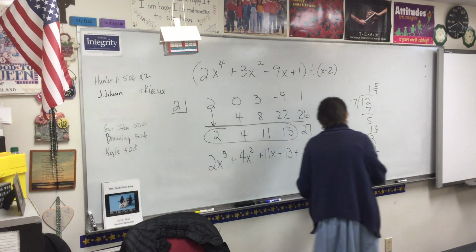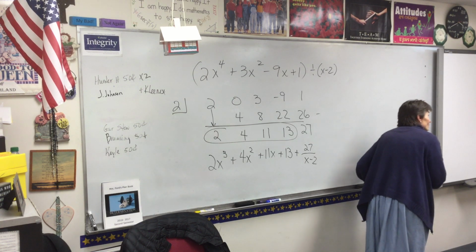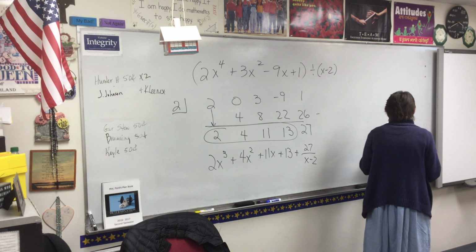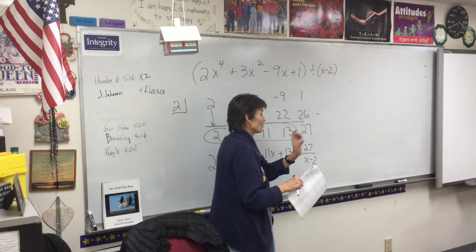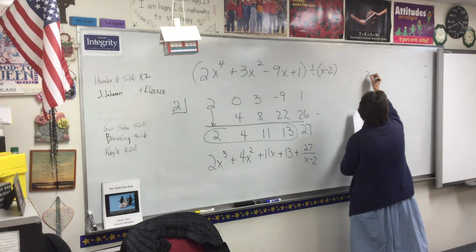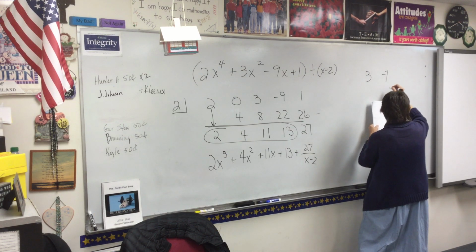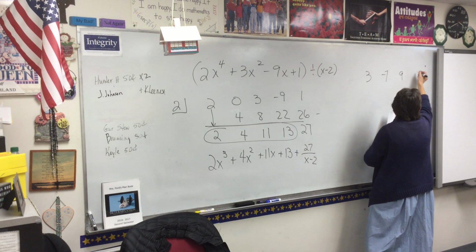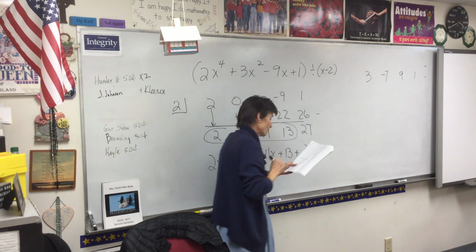How about the next one? What'd you say? No. You only put them in if they're missing between two things. So whatever your highest power is, it's 3x to the third. I have a squared, I have an x, and I have a number. So I have everything I need, Sam. There's nothing missing in problem B.